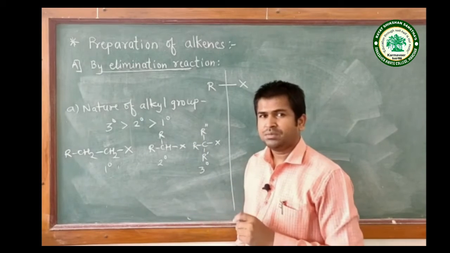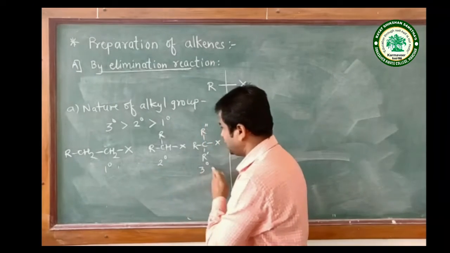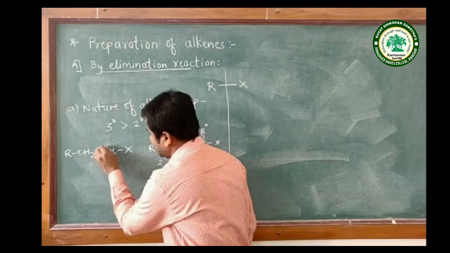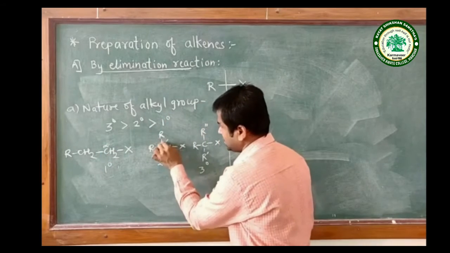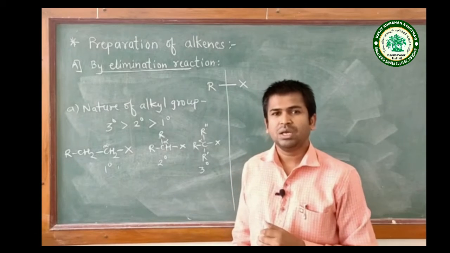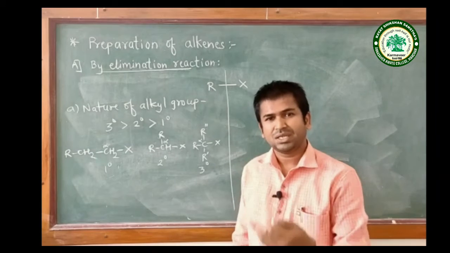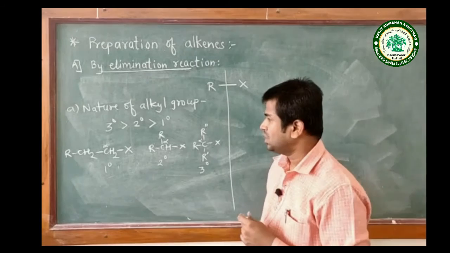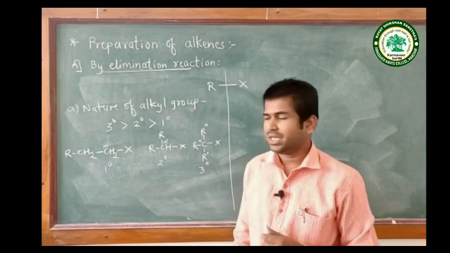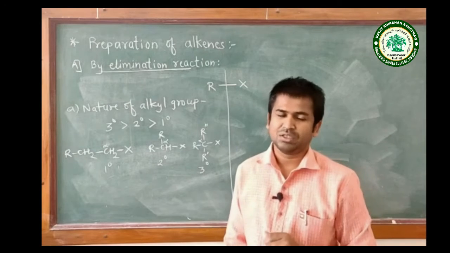So as we proceed through the alkyl halides from primary to secondary, secondary to tertiary, branching at the alpha carbon goes on increasing. See, in this case, this is the alpha carbon. In this case, this is the alpha carbon. In this case, this is the alpha carbon. So branching at the alpha carbon goes on increasing. As the branching goes on increasing, the probability of elimination reaction also increases. And therefore, tertiary alkyl halides undergo faster elimination reaction, while primary alkyl halides undergo slower elimination reaction.